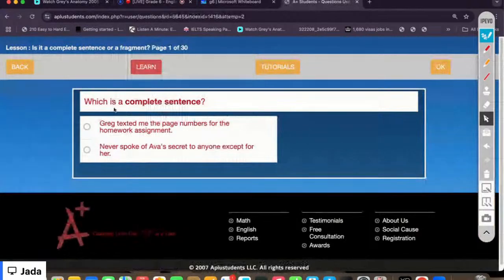All right, so between the two sentences, which is a complete sentence? We have Greg texted me the page numbers for the homework assignment. Never spoke of Ava's secrets to anyone except for her. Now, which is a complete sentence over here? You can share your answer if you know.